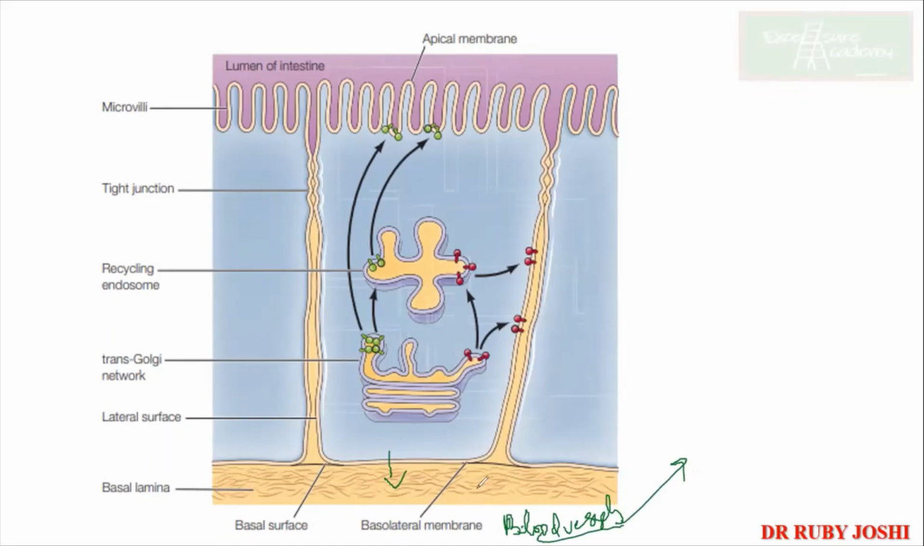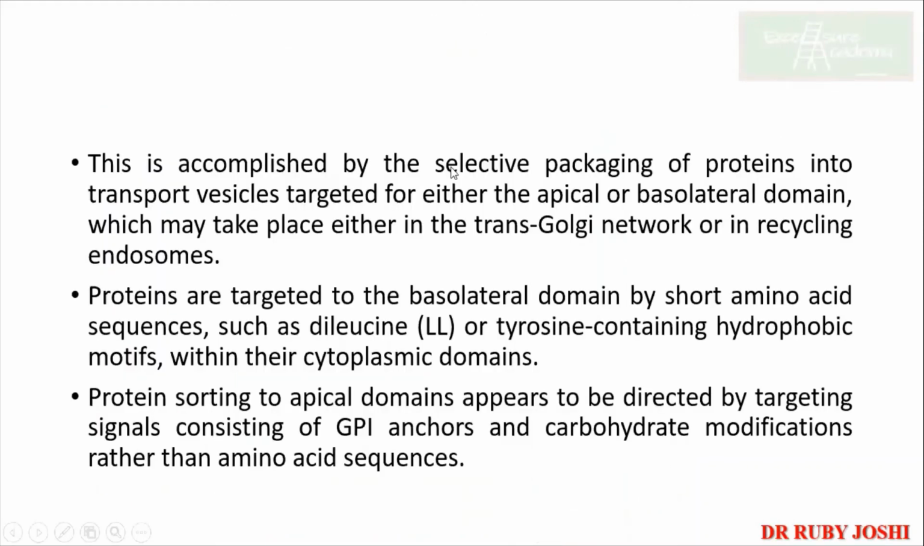ठीक है. So Golgi, trans-Golgi has to be very specific कि एपिकल रीजन में कौन से प्रोटीन भेजने हैं और आपको बेसोलैटरल रीजन में कौन से प्रोटीन्स हैं, integral proteins have to be specific. ठीक है. वो कौन से भेजने हैं. Did you get it? Now how it is being done? For this also they need certain signal. Okay. So this is accomplished by the selective packaging of the proteins into the transport vesicles, which is targeted either for the apical or for the basal. Okay, this takes place in the trans-Golgi network only.